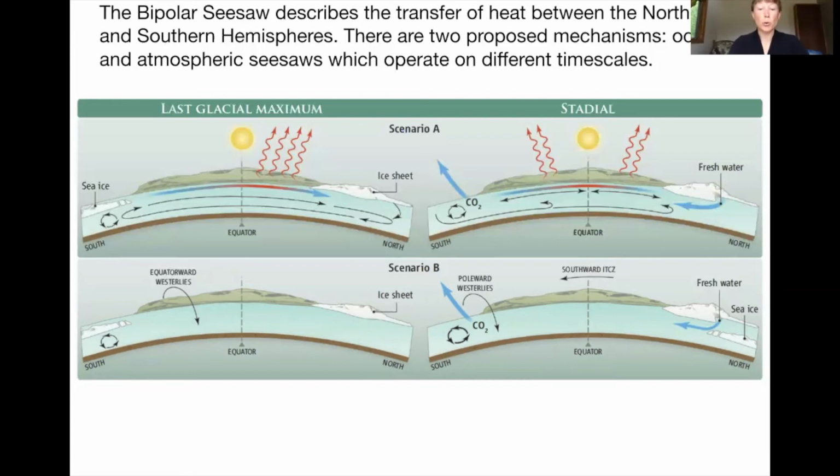So we see poleward westerlies, and that change in the atmospheric circulation affects the ocean because those surface currents are driven by the wind. So as the westerlies shift south, they actually speed up the ocean circulation in the southern hemisphere, and that releases CO2 that was trapped in the ocean during the ice age. So you see this release of CO2. All right, so we've talked about the evidence for the ocean mechanism, but there's actually also evidence for this mechanism, this atmospheric seesaw.